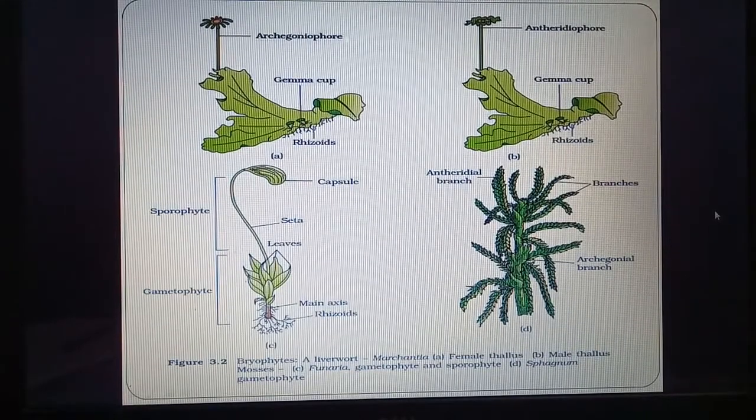The D figure is Sphagnum or moss. It has antheridium or the male part, archegonia or the female part, and many branches. So these are the different types of bryophytes.